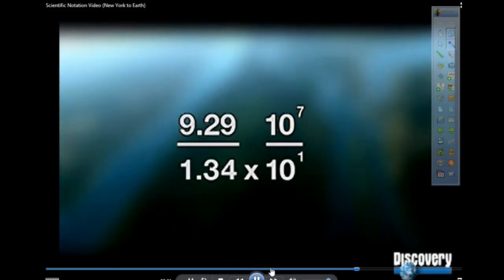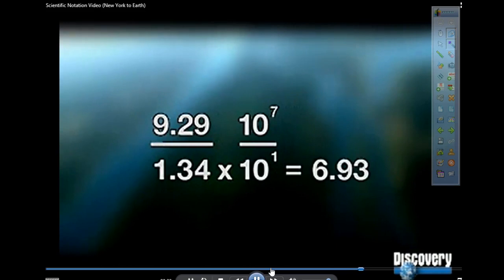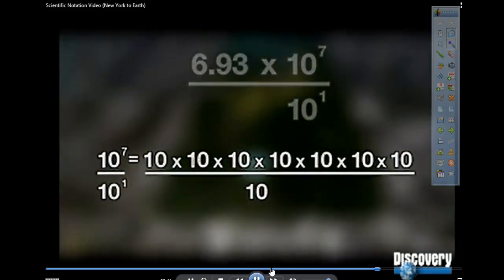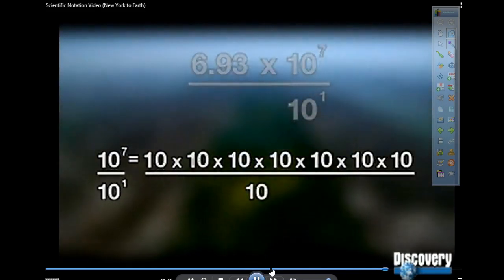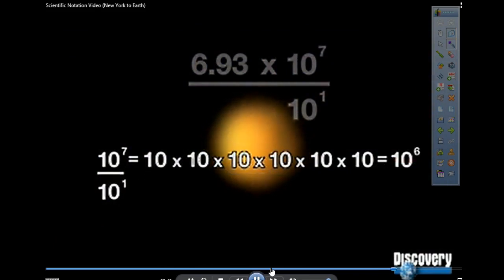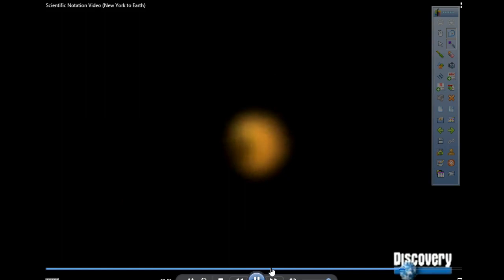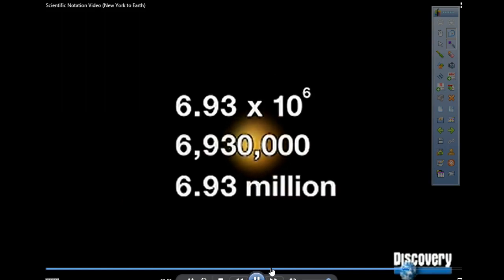9.29 divided by 1.34 is 6.93 to the nearest hundredth. Then, 10 to the 7th divided by 10 is the same as 10 used 7 times in multiplication, divided by 10. Canceling out one of the 10s, you get 10 used 6 times to multiply, or 10 to the 6th. The ratio is 6.93 times 10 to the 6th, or 6.93 million.